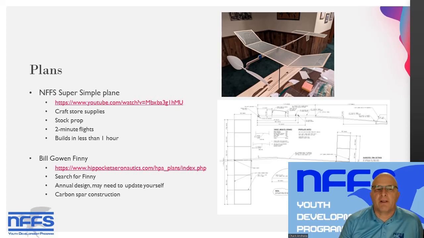Another source for plans is on the Hip Pocket Aeronautics website. Bill Gowan, a renowned indoor flyer, always has his Finney, and that's an annual design. I don't know if he's doing one this year, but the design is basically the same each year. He adapts it to the particular year's rules. So you can look at previous years. It's a carbon spar construction with tip plates, very similar to some of the kits. You do have to order all the parts yourself, but this would be a strong option for somebody who wants to scratch build or plan build a very competitive airplane.